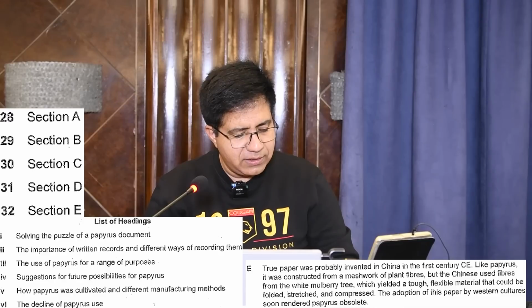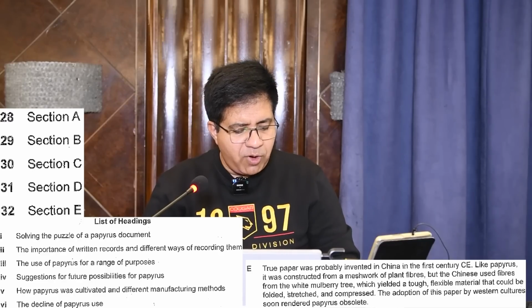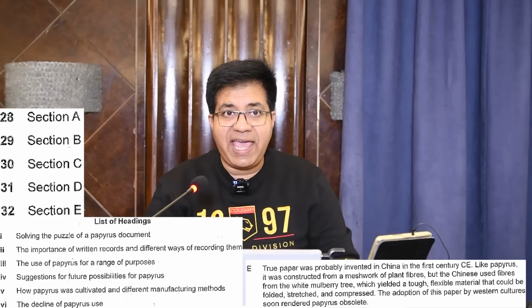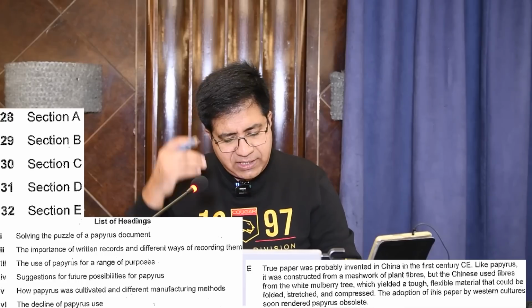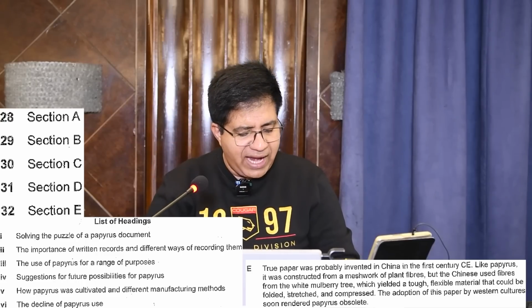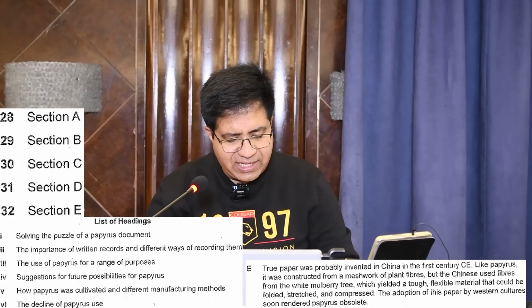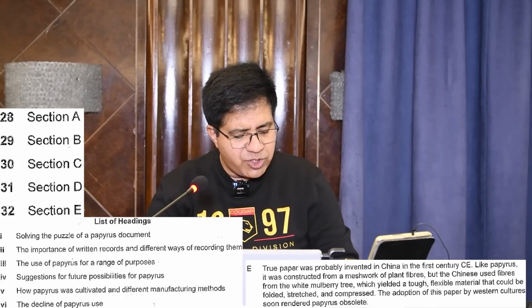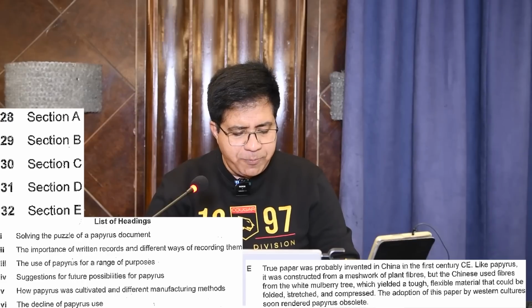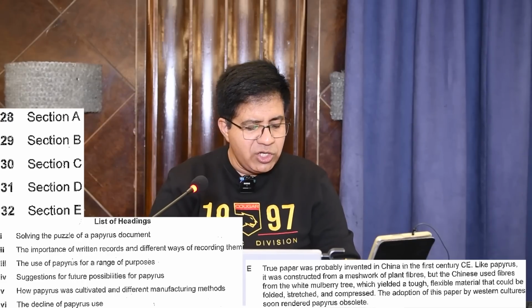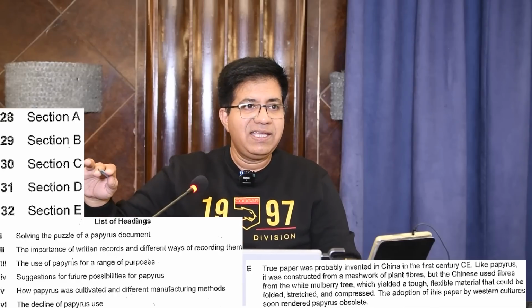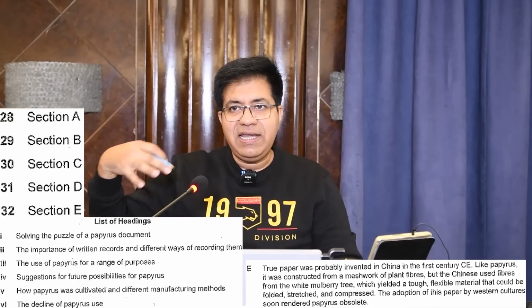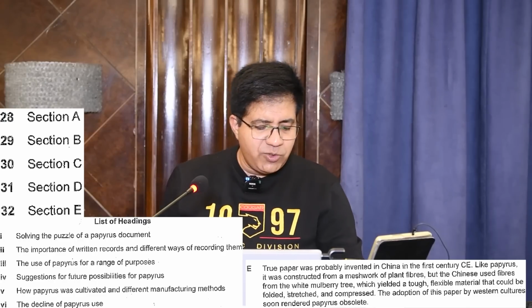E for elephant. True paper was probably invented in China in the 1st century. Okay. Like papyrus, it was constructed from a meshwork of plant fibers, but the Chinese used fibers from the white mulberry tree, which yielded a tough, flexible material that could be folded, stretched and compressed. The adoption of this paper by Western culture soon rendered papyrus obsolete. So obsolete means decay of papyrus and they started using paper.